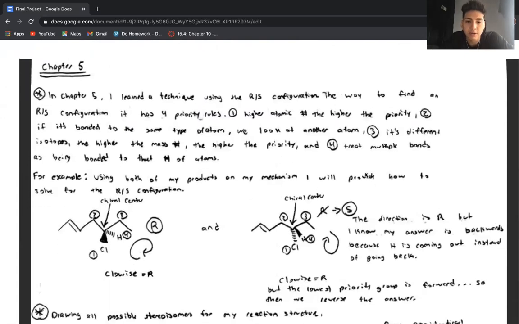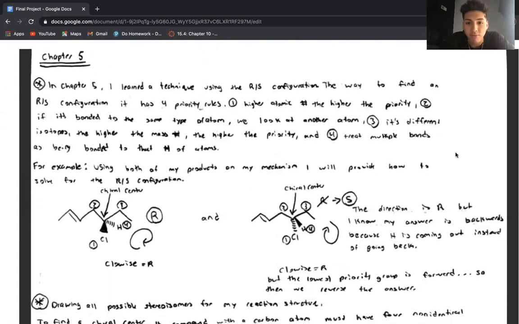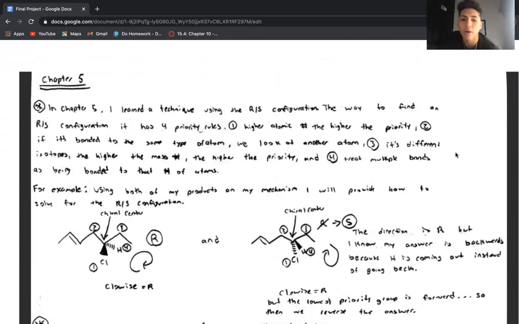For Chapter 5, I learned a technique using the RS configuration. The way to find an RS configuration has 4 priority rules. Number 1, higher atomic number, the higher the priority. Number 2, if it's bonded to the same type of atom, we look at the next atom. Number 3, for different isotopes, the higher the mass number, the higher the priority. And number 4, treat multiple bonds as being bonded to that atom twice.